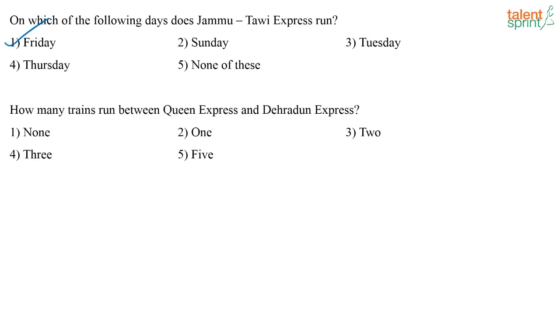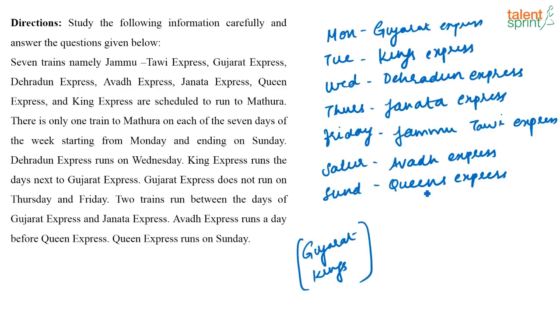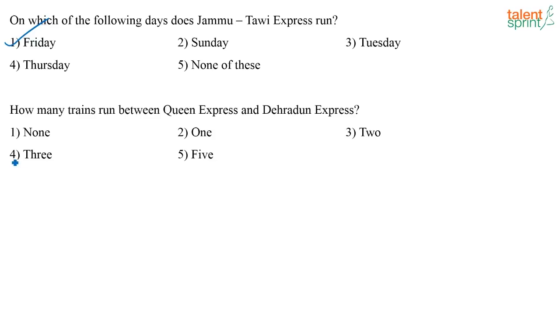How many trains run between Queen's Express and Dehradun Express? So, how many trains run between Queen's Express and Dehradun Express? You have 3 trains running between Queen's Express and Dehradun Express. 3. Okay, good. Yes, the first one the answer is Friday and the last one the answer is 3.